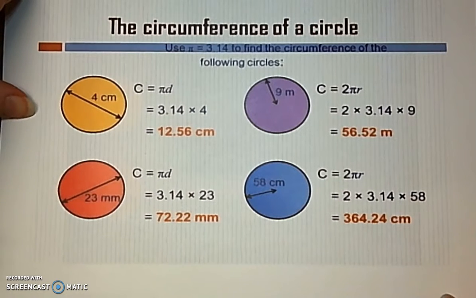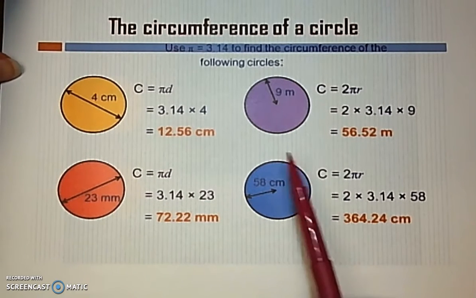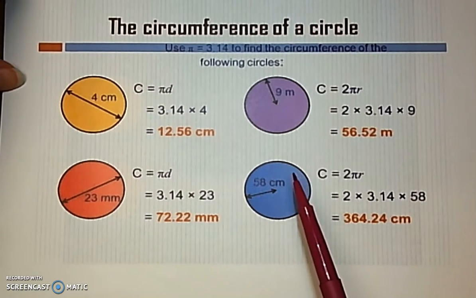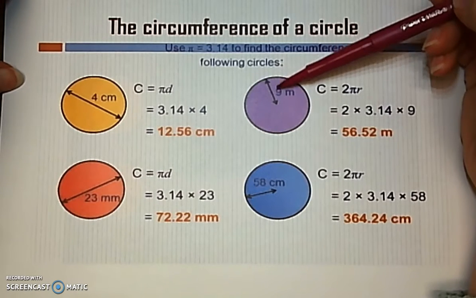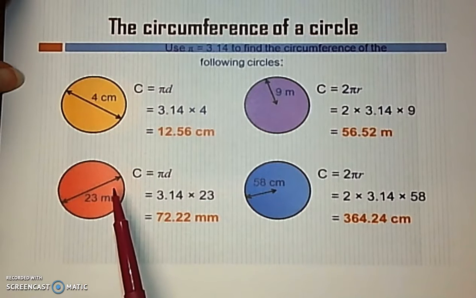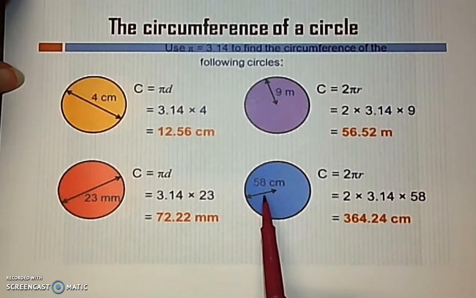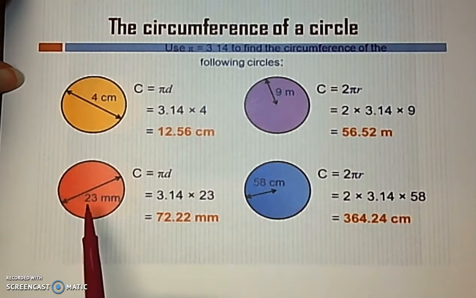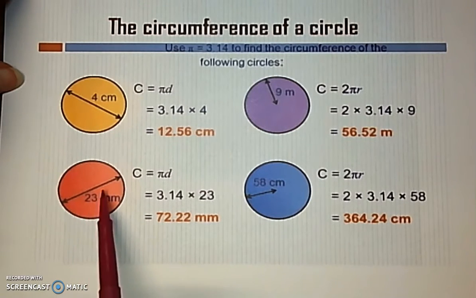Next concept that we're going to talk about is the circumference of a circle and how to find that. First we need to know that this is a radius. It goes halfway across the circle. And this is the diameter. It goes all the way across the circle. If I have the radius, I can multiply it by 2 to find the diameter. And conversely, if I have the diameter, I can divide it by 2 to find the radius.